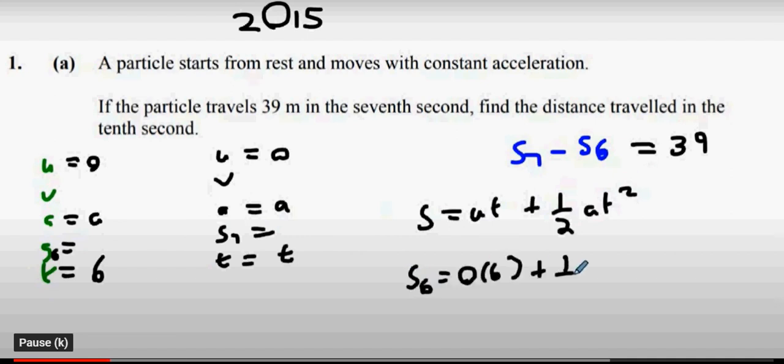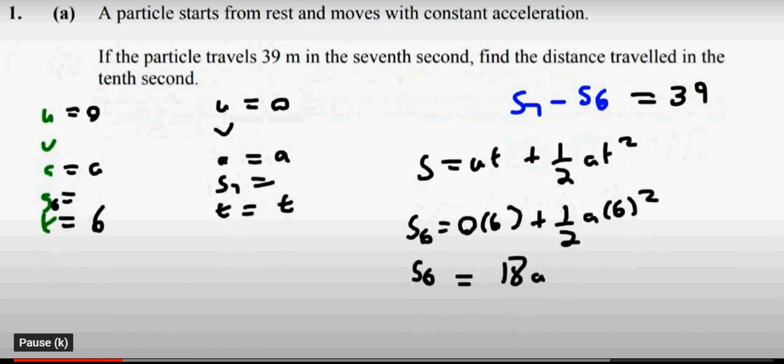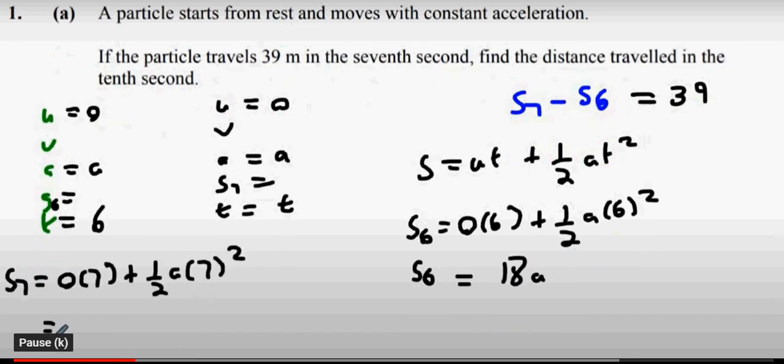And we're going to find out what S7 and S6 are using ut plus a half at squared. S6 is 0 times 6 plus a half times 6 squared, which is going to be 18a. S7 is going to be 0 times 7 plus a half a times 7 squared, which is going to be a half of 49, which is 24.5a. Now we know the difference between the two of them is 39.